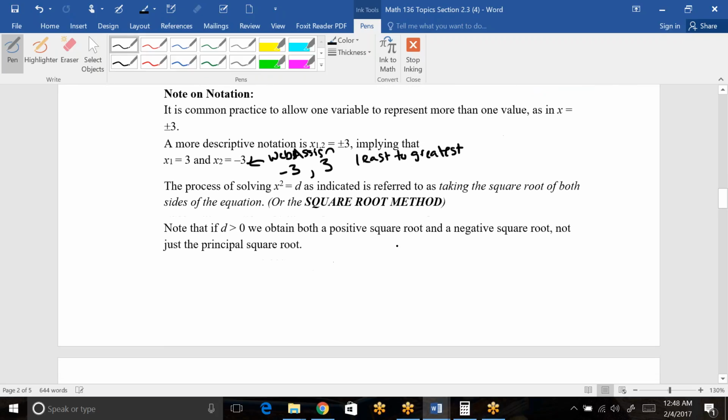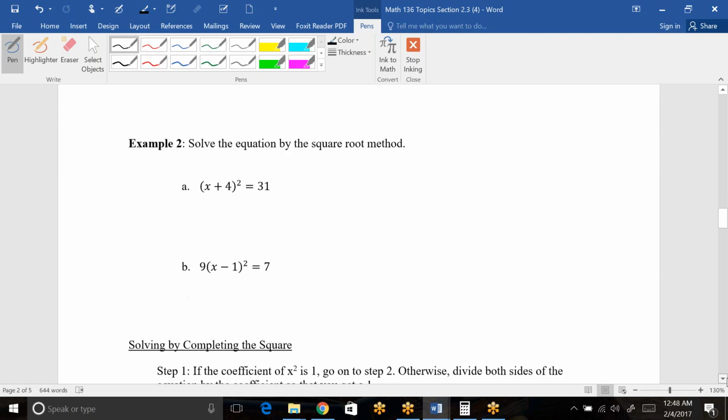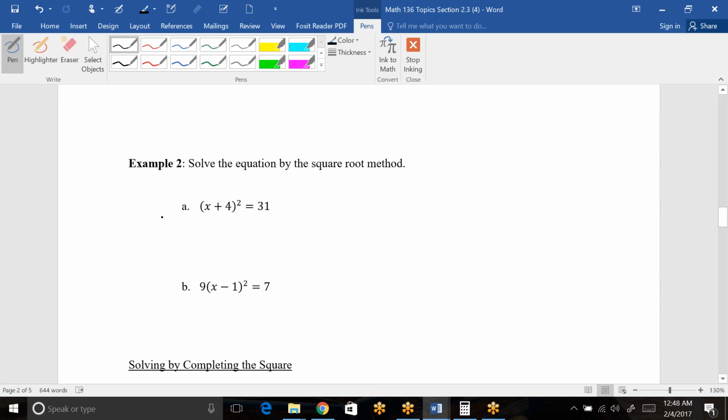And this whole method right here of taking the square root of both sides and writing the plus or minus when you have this set up is called the square root method. It is really important to know this because it's going to be part of completing the square. So I'm going to do one of these, just one, and then I'll save the other one to start off the class. So for this first one, we have something squared equals 31, a number.